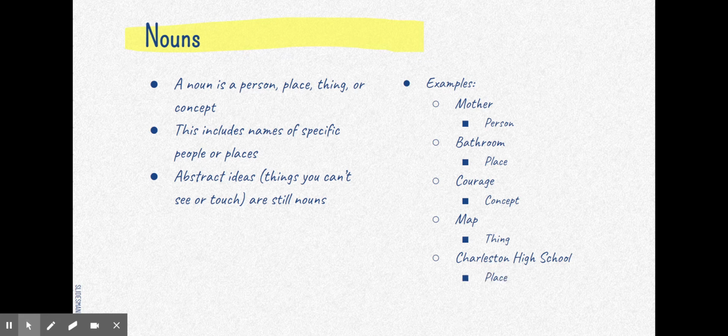Charleston High School is a noun because it's a place. Happiness is another of those abstract ones. It's a concept, something that you can't touch, but it's still a thing. So it's a noun. So go ahead and take a minute, pause the video if you need to, and make sure that you take notes in your digital notebook on the definition of the noun and some examples of all 4 types: people, places, things, and concepts.